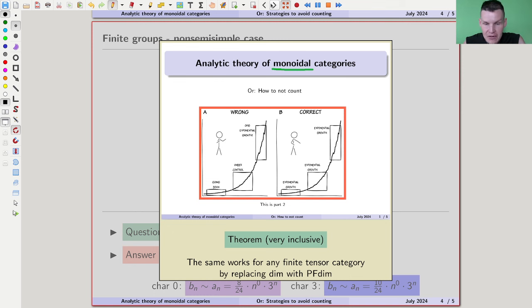It's very inclusive. You could actually do the same for any finite tensor category, not just for representations of a group. For any finite tensor category, any characteristic, it's remarkable. You just need to replace dimension by Frobenius-Perron dimension. But we don't do this in this video. I just want to highlight the point that, again, this is very inclusive. It's true in kind of complete generality.